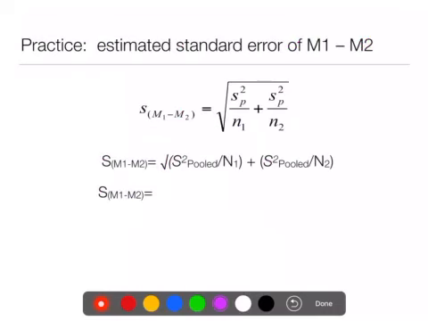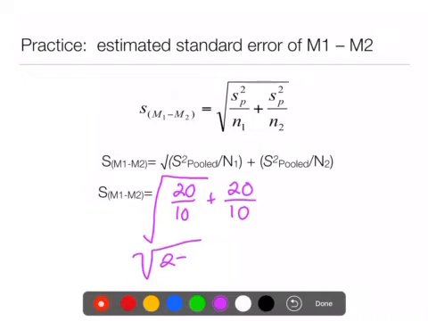We're going to take that value into the estimated standard error. We'll take our pooled variance of 20 over how many people in each group? 10, right? Plus 20 divided by 10, which is equal to the square root of 2 plus 2, which is equal to the square root of 4, which is equal to 2.